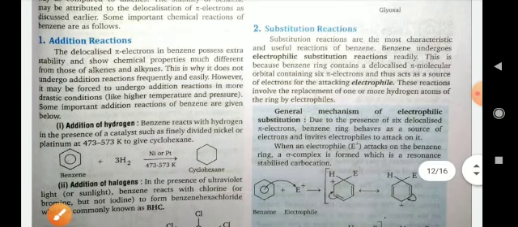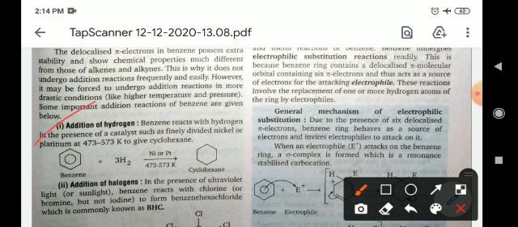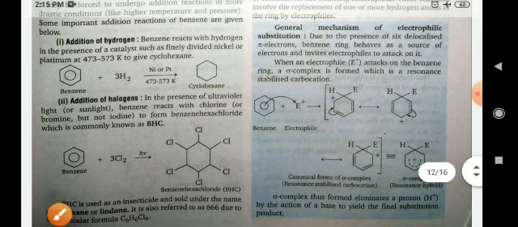So first is addition reaction. Addition reaction means anything will go and add to this ring. So first, addition of hydrogen. In addition of hydrogen, all double bonds will break and convert into cyclohexane. Cyclohexane means single bonds. Okay. Now addition of halogen.